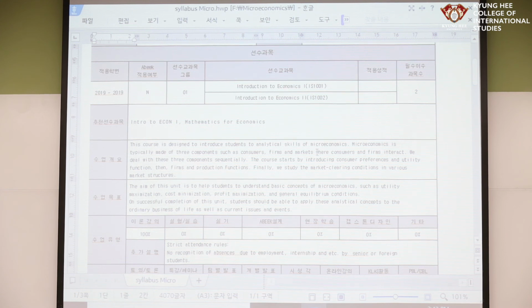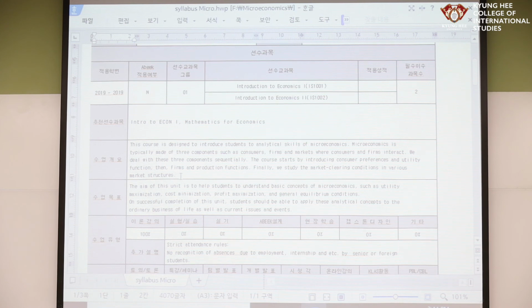Oligopoly market equilibrium condition is especially very new to you, and your final grades are decided in that lecture, right? The course starts by introducing consumer preference and the utility maximization problem, then firms and the production function. Finally, we study the market clearing conditions in various market structures: the perfectly competitive market, the monopoly market, and the oligopoly market.